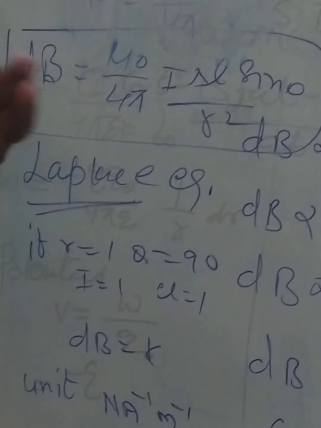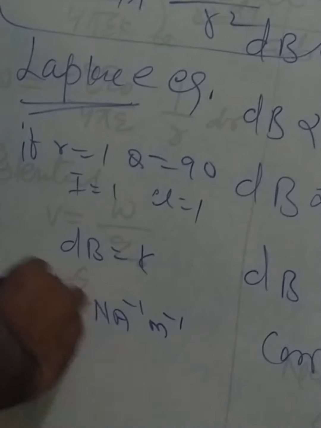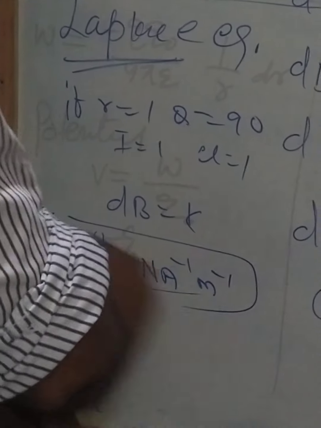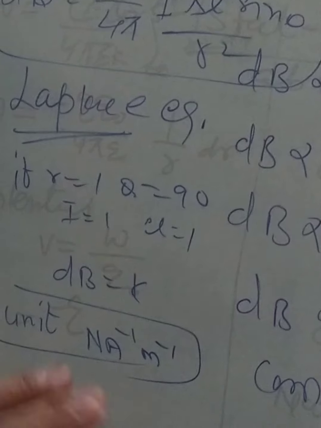In the special case, if I take r equal to 1, I equal to 1, and del L equal to 1, I get dB equal to k, and its unit is Newton ampere per meter square, and the magnetic field also has its unit Tesla.